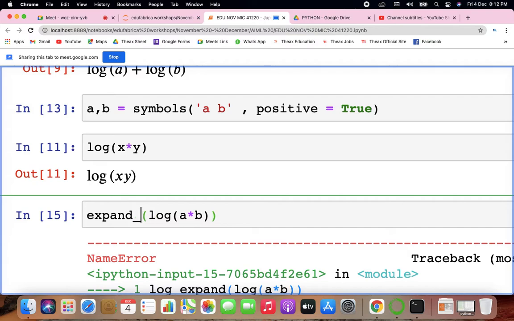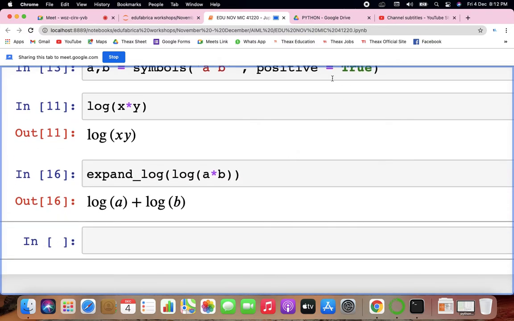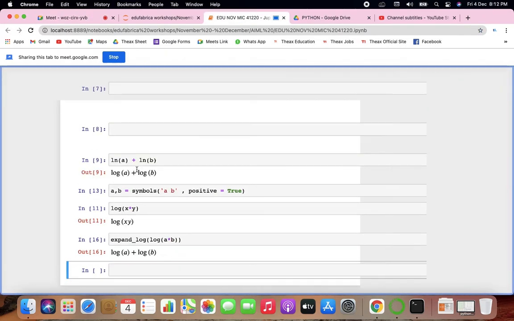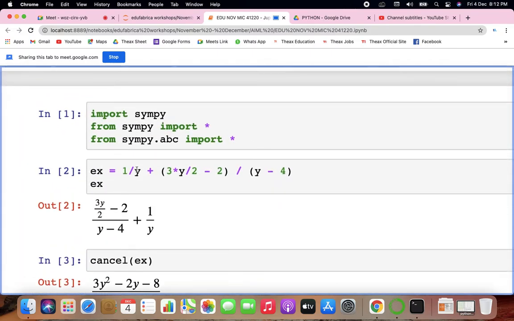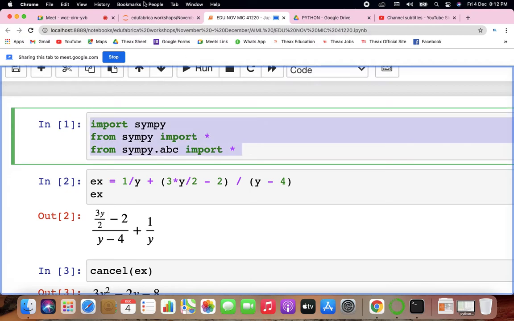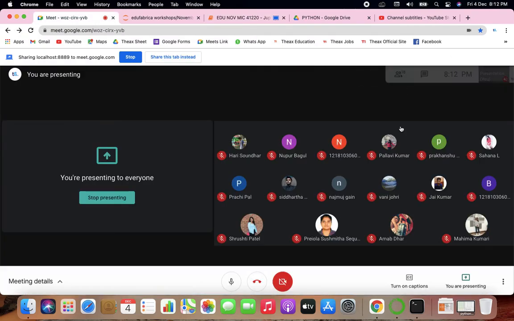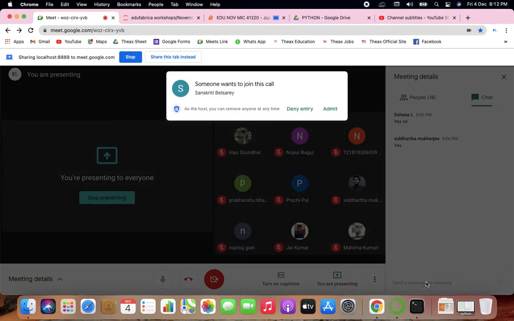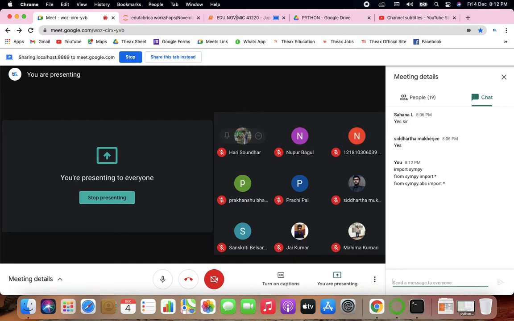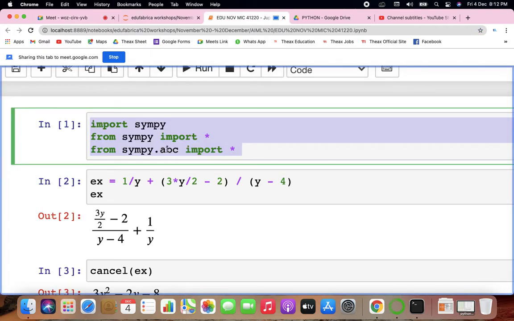Sir, can you please show the first line? So the very first line. Which first line? Sir, where are the important imports? See, these are very simple, like in the previous class. Import sympy, from sympy import the asterisk, and from sympy.abc import. Let me copy this and paste it in this chat box. And this is done here. You can see I pasted it.